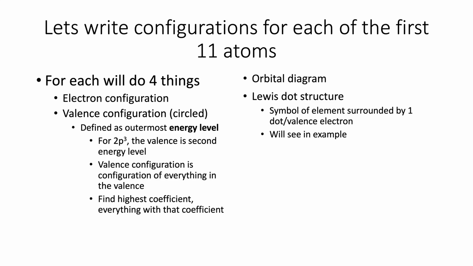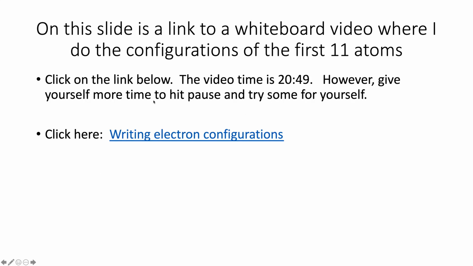All right. So what you want to do now is click on the link. This video is going to end. Then you're going to go back to the PowerPoint, open the slides, and click on this. This will take you to a whiteboard video of me doing electron configurations, circling the valence, orbital diagrams, and Lewis dot structures for the first 11 atoms. It's 20 minutes and 49 seconds long, so I would give myself more time so you can hit pause in the various places and try some for yourself and go back and forth. Give yourself, I'd say, at least a half an hour.